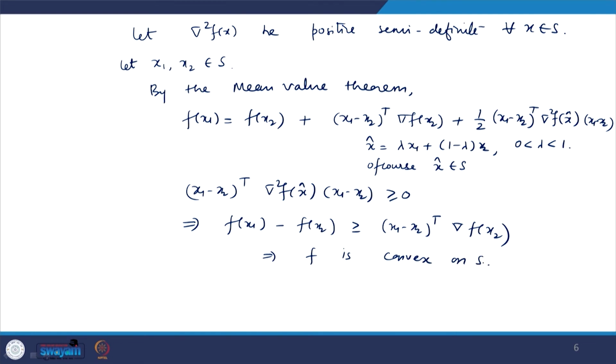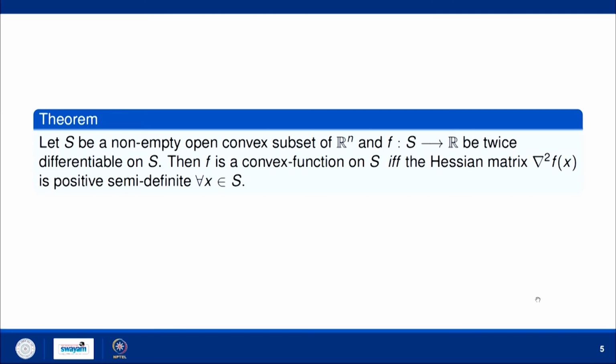So we can say that we have proved this theorem: f is convex on S if and only if the Hessian matrix of f at x is positive semi definite for every x in S. Okay. Now, let us discuss one example based on this.